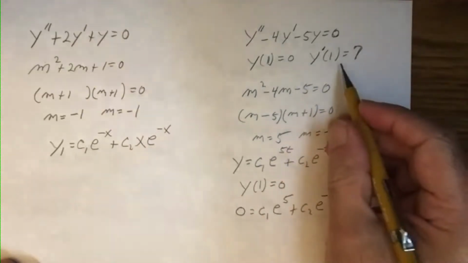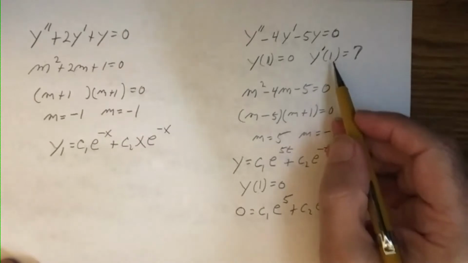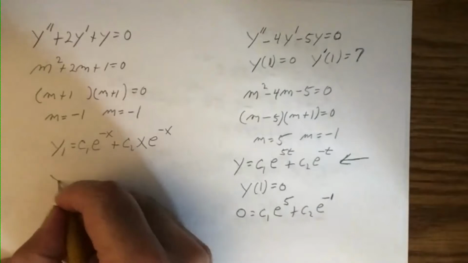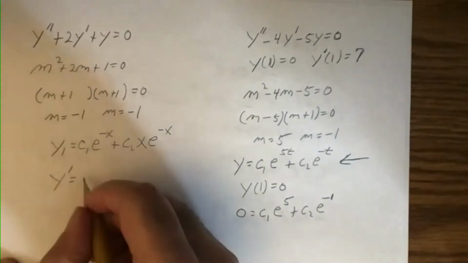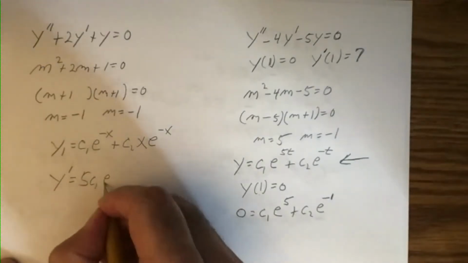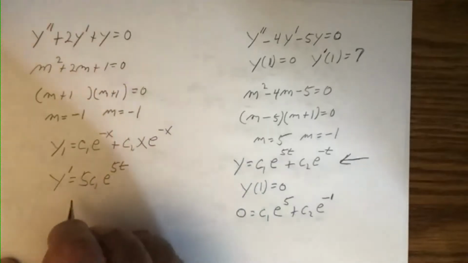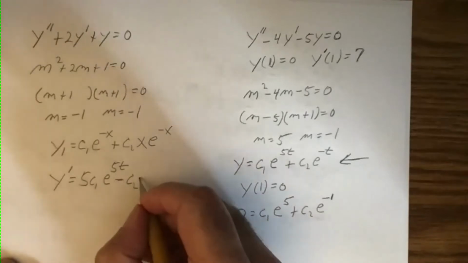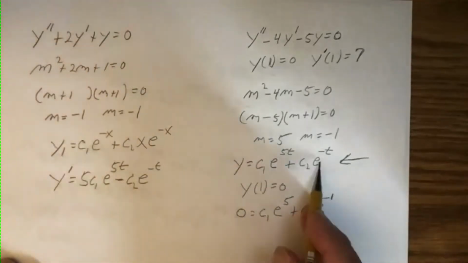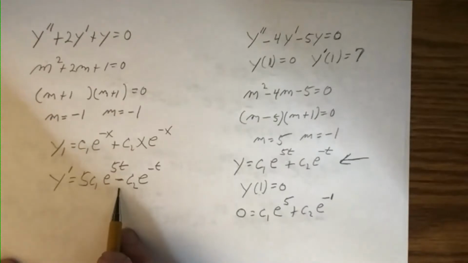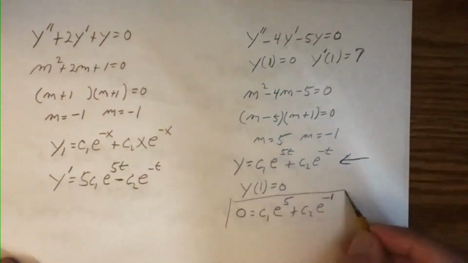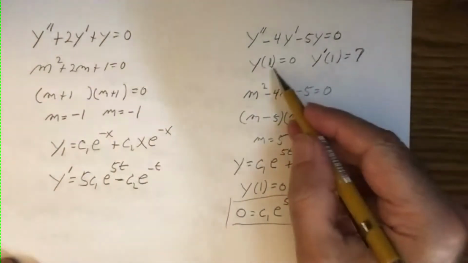Now I have to use the other initial condition. So I need to take the derivative of this. Let me take the derivative. This is going to be 5c1 e to the 5t minus c2 e to the minus t, right? When I take the derivative, you bring down a minus sign here. Okay, good. So I get this equation using this initial condition up here.